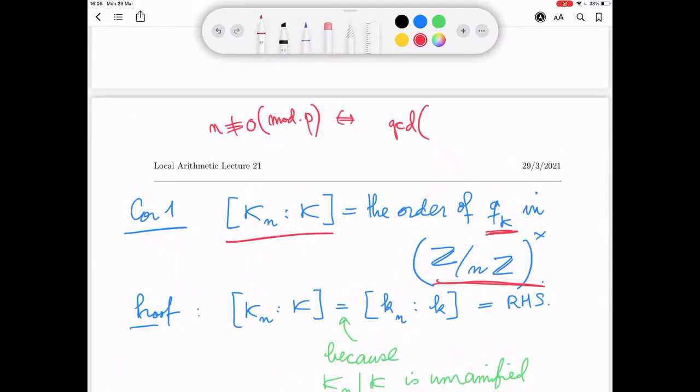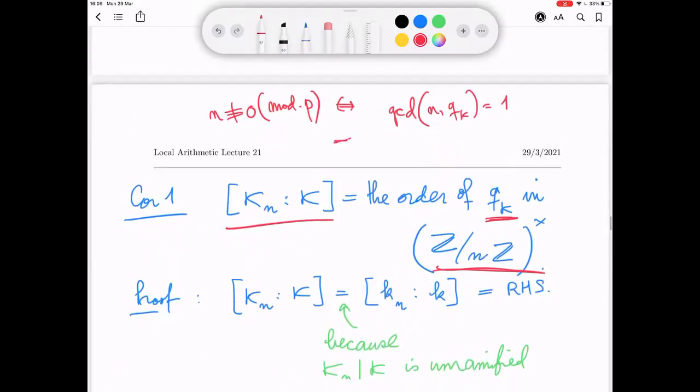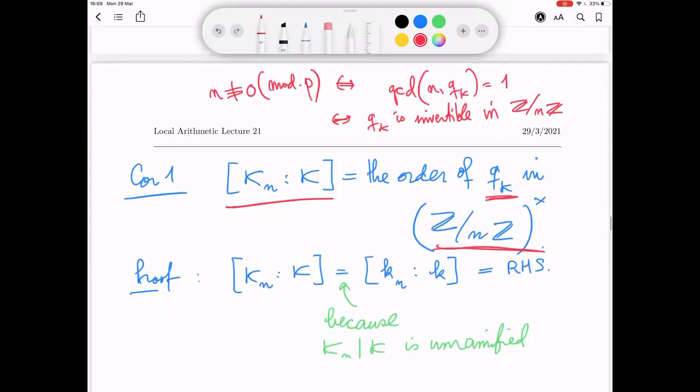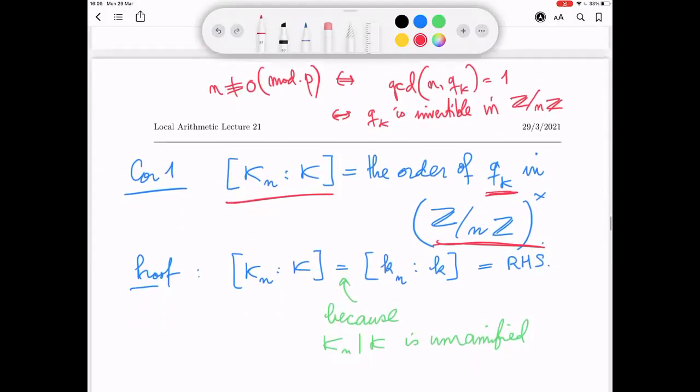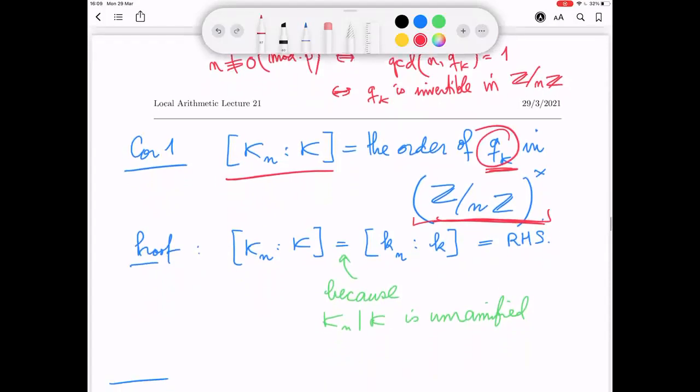This is the same as saying that the GCD of N and Q^k is equal to 1. And this is the same as saying that Q^k is invertible in the ring Z mod NZ. Okay, so as an element of this multiplicative group, Q^k is an element of this multiplicative group.